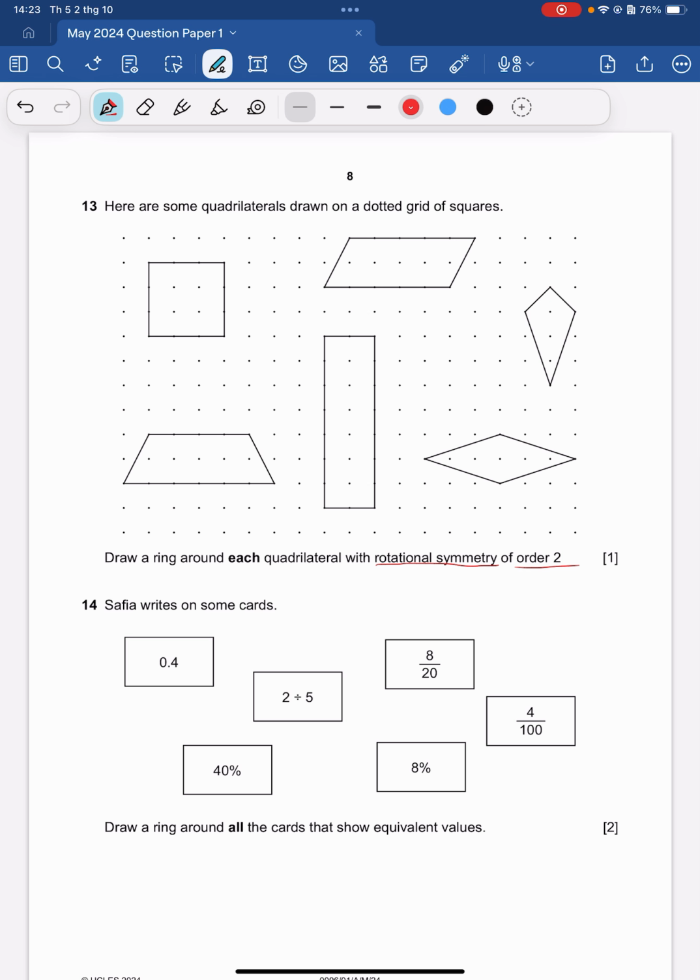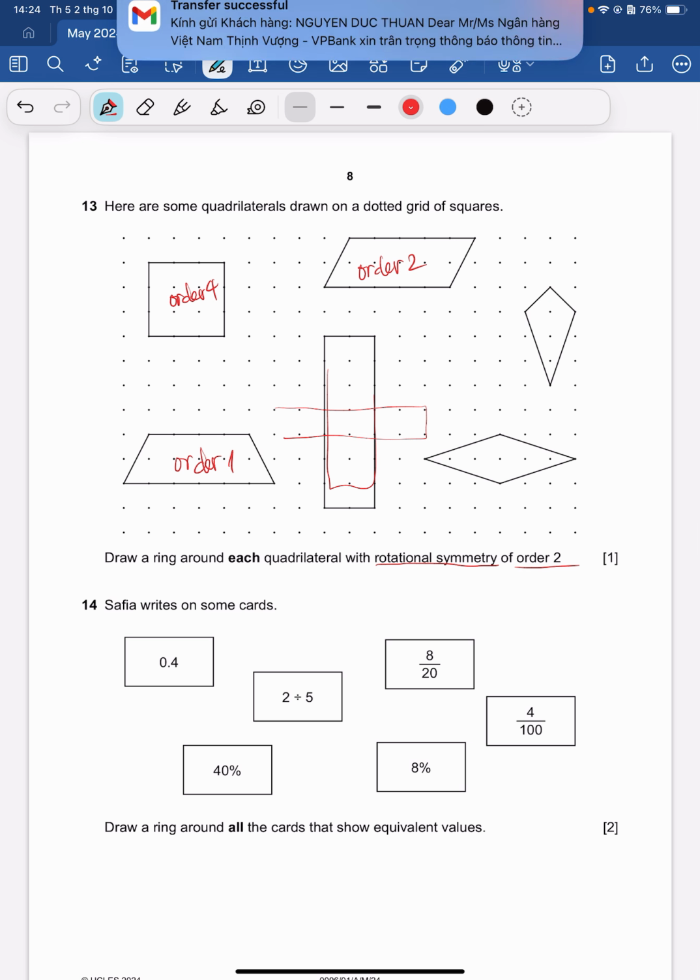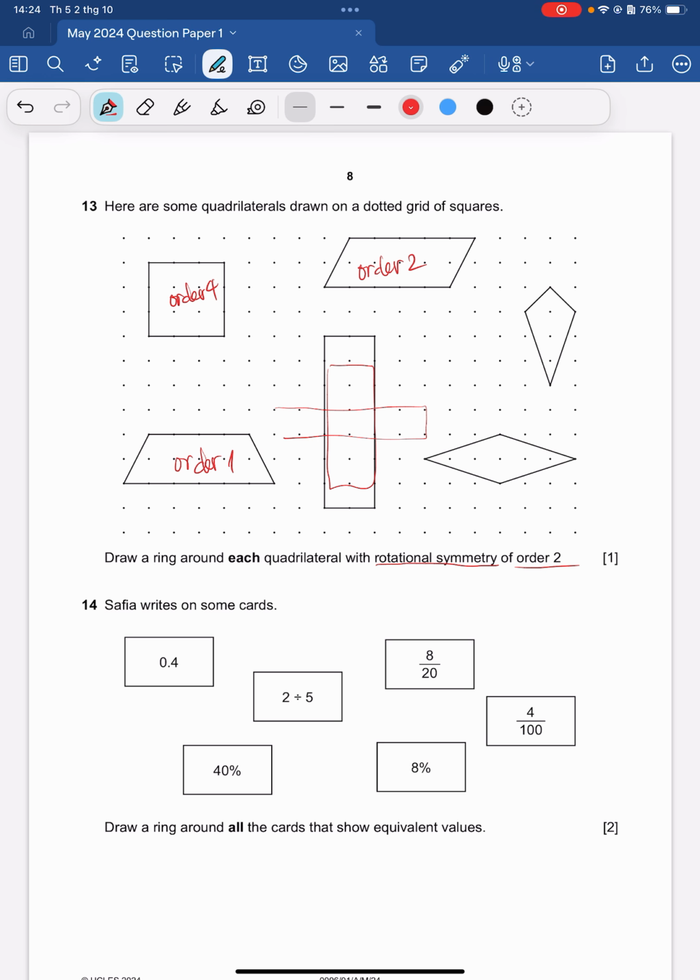Square? No, right? It's order 4, so it's not. Parallelogram, yes, that's order 2. Trapezium, what do you think? When you turn it around, no, it has only one, right? Order one. And rectangle, let's see. When we do this, we do this only one time.